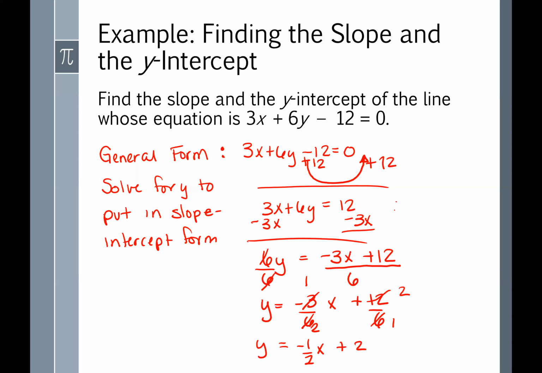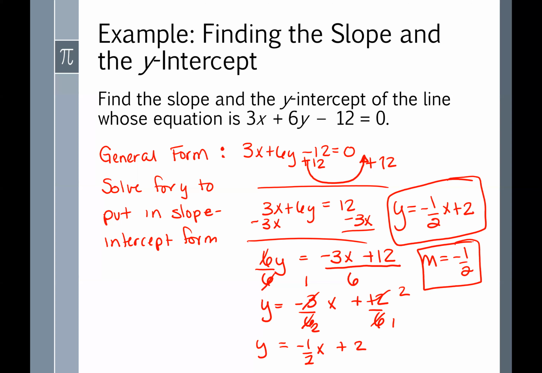So my equation in slope-intercept form is y equals minus 1/2 x plus 2. So the slope of this line in general form, the slope is negative 1/2. And the y-intercept is 2.